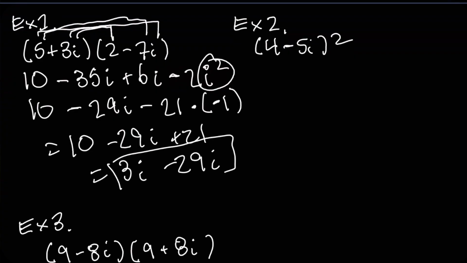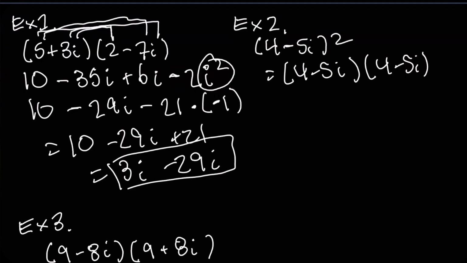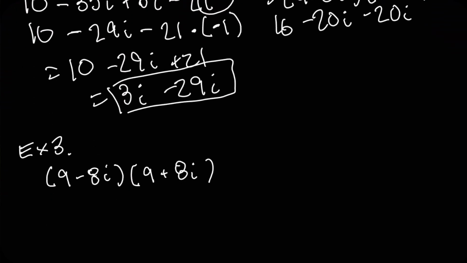All right, example 2. 4 minus 5i squared is really just the same thing as 4 minus 5i times 4 minus 5i. So again, we'll do the same thing that we did in example 1. 4 times 4, that should give us 16. 4 times negative 5i should give us negative 20i. Negative 5i times 4, again, another negative 20i. And then finally, we'll have the negative 5i times negative 5i, which will give us plus 25i squared.